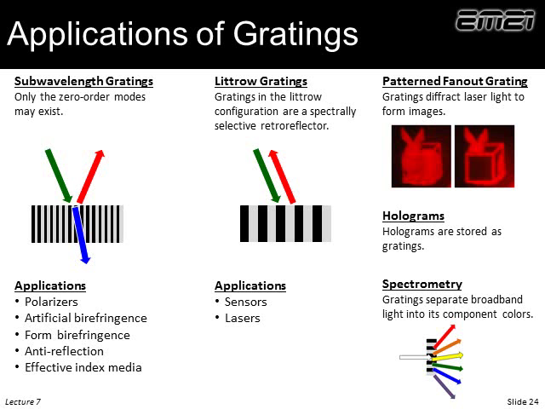So for diffraction gratings, there are a lot of applications. Sub-wavelength gratings, we'll learn next time, we can use as artificial wave plates and some other neat things. Polarizers, anti-reflection coatings, effective index media come from some sub-wavelength gratings. When it's diffracting, there's a neat thing called a Littrow grating, and here we design the angle of one of the diffracted modes to match the angle of the incoming wave, and we use it as a spectrally selective mirror.